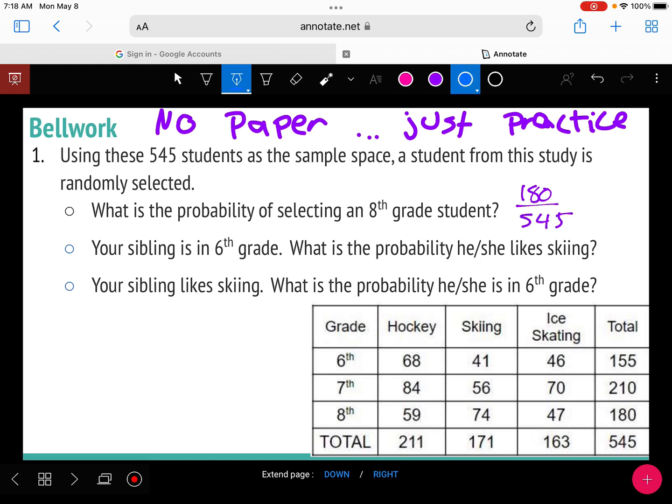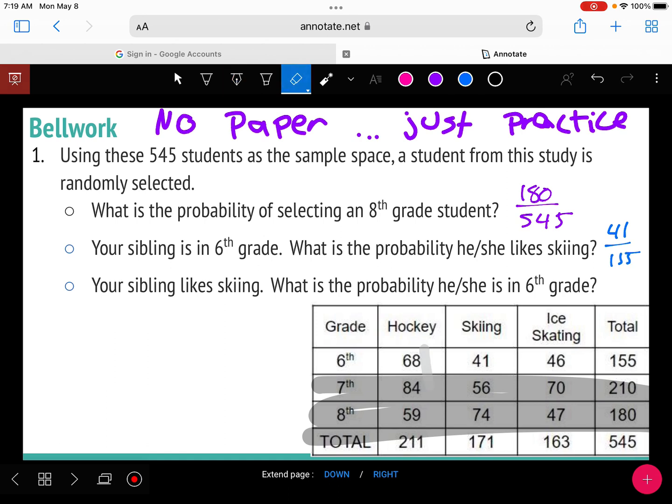So now we have our sibling that we just did not pay attention to what they like. So we know they're in 6th grade. What's the probability that they like skiing? 41 out of 155, yes. Because I know that they're in 6th grade, so I only care about the 6th graders. So 41 out of 155.